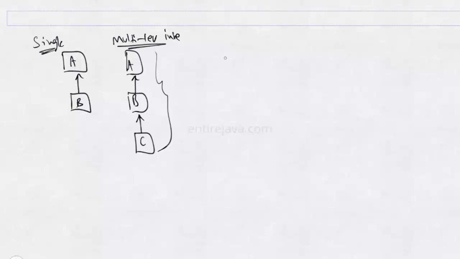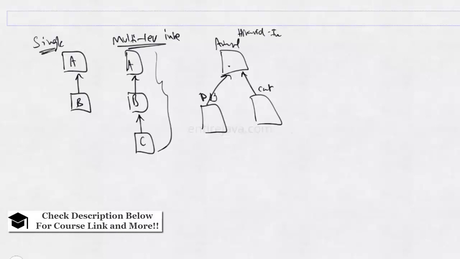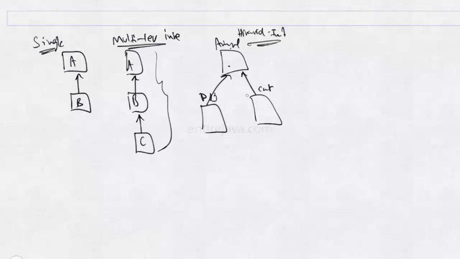Similarly, we can have a class, say animal. We'll have a class called dog, which will inherit the properties from animal class by extending. We can also have another class called cat, which will also inherit the behavior from animal class. This is called hierarchical inheritance. So essentially, dog class will extend the animal class, and even the cat class will extend the animal class.